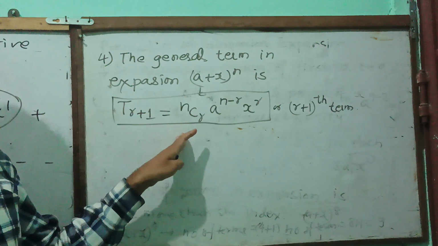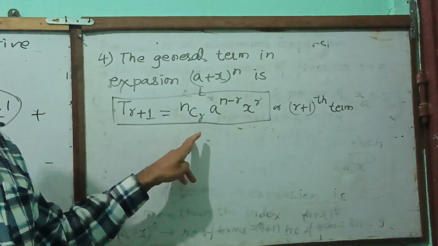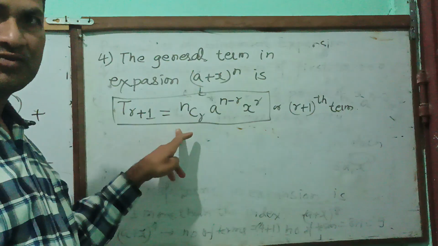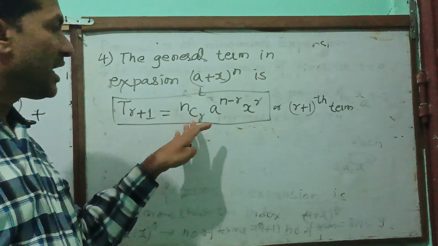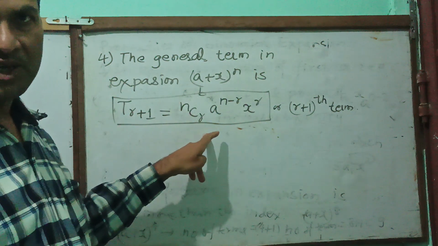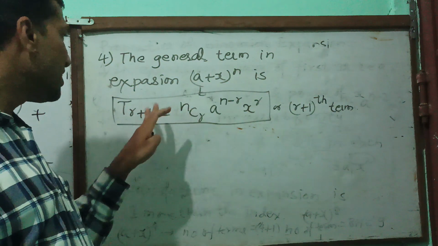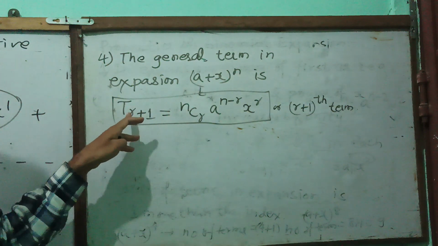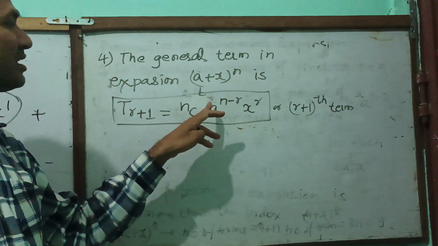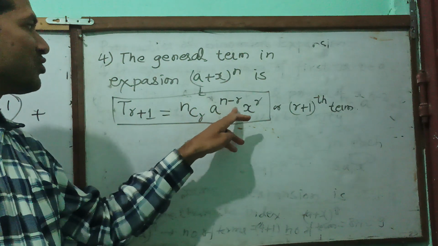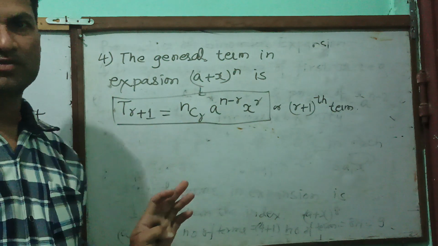So this is quite important for finding all the values. In all the expansions we are using this one when we have to find the fifth term, find the 50th term, or find the term independent of x. So this is quite important. We have to remember the (r plus 1)th term is nCr a to the power n minus r x to the power r.